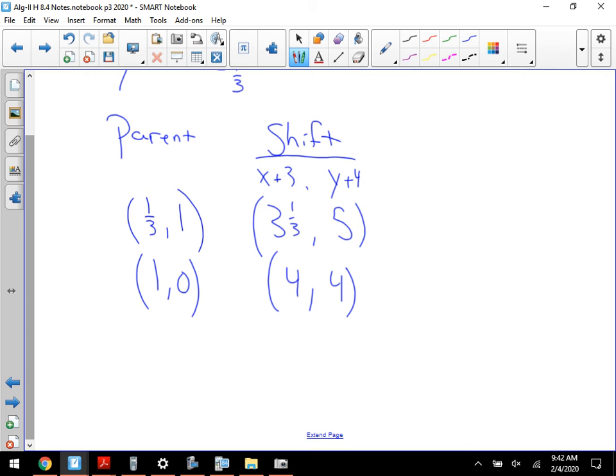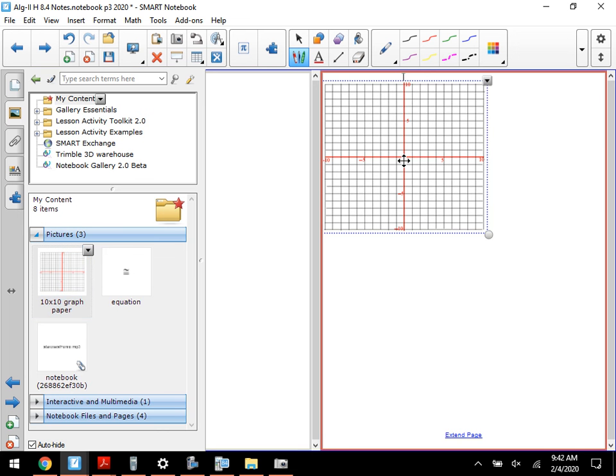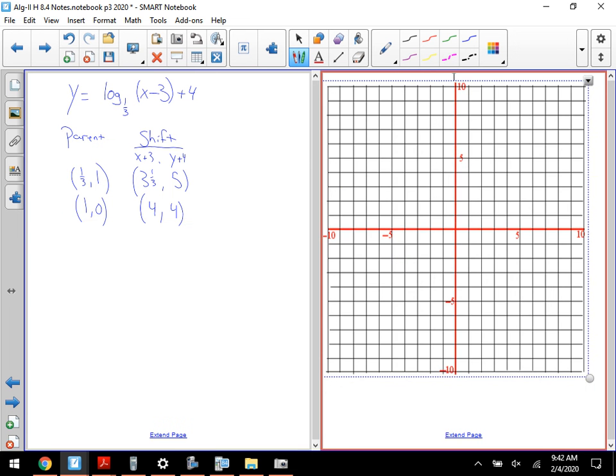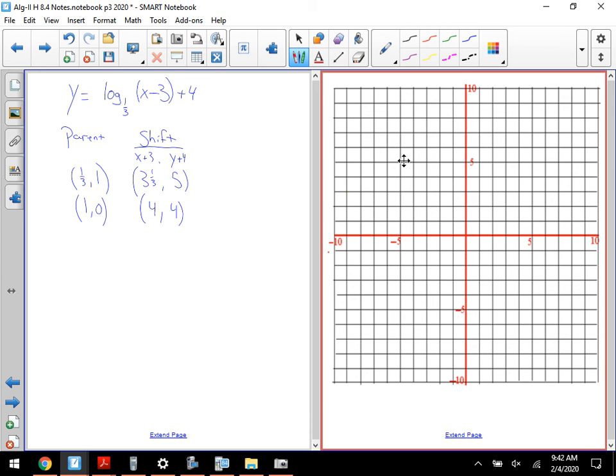Okay. So now we have plenty of information to plot. I don't normally use graph paper, but just for fun, we'll do it once. The parent was at 1/3 and 1, here-ish. 1 and 0, here-ish. We had our asymptote here. There's only 2 points, but I know it's got to be moving from top down, so I just make a little swooshy curve.